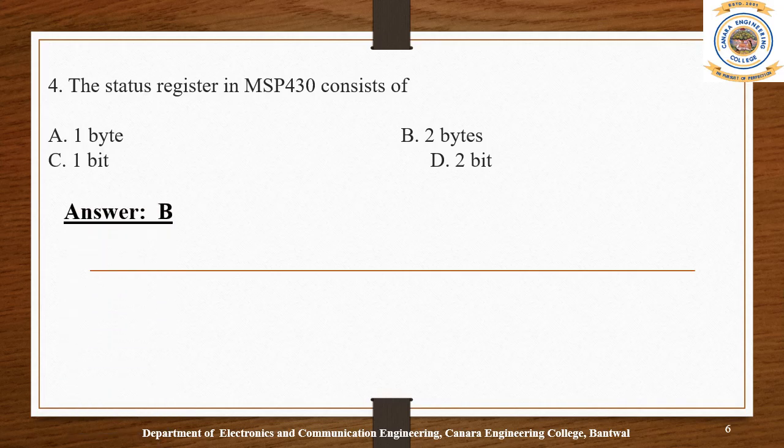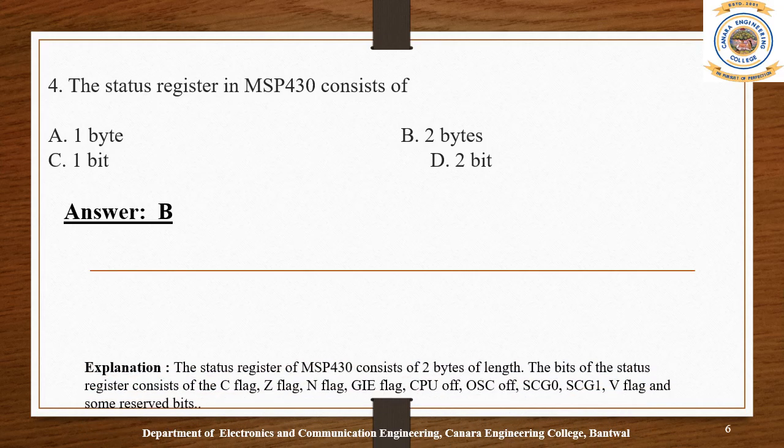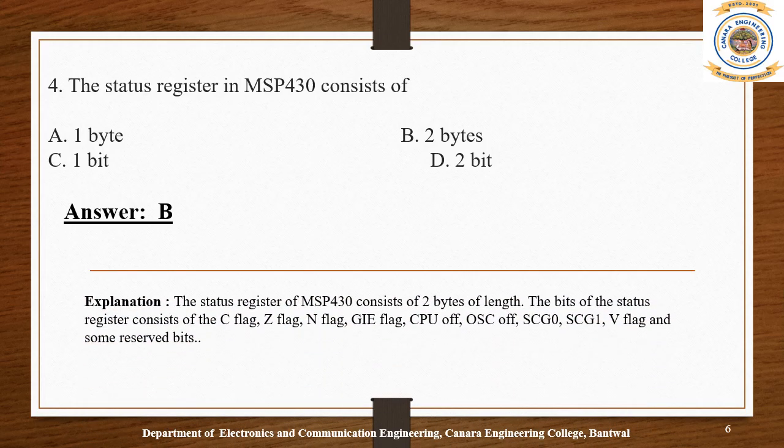The bits of the status register consist of the carry flag, zero flag, negative flag, interrupt enable flag, CPU off, oscillator off, SCG0, SCG1, overflow flag, and some reserved bits.